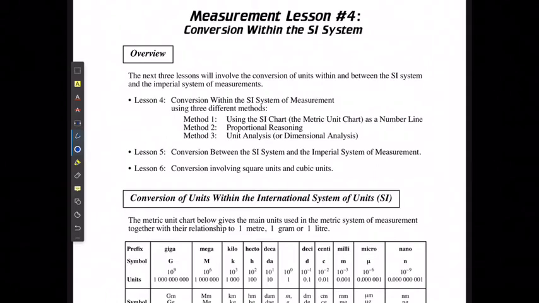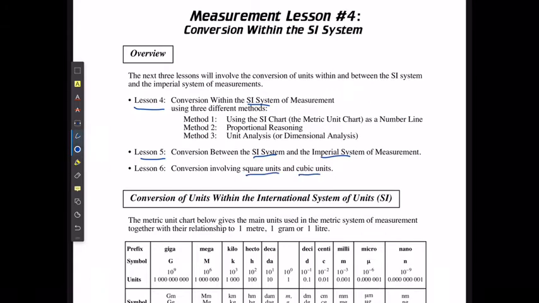This next lesson focuses on conversions within the SI or the metric system. So as we can see, this lesson is going to be conversion within the metric. The next lesson is going to be between the metric and the imperial systems. And then finally, we're going to take a quick look at if we do square units or cubic units.